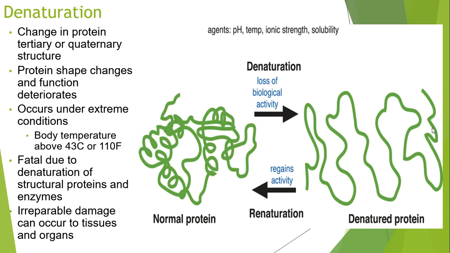Denaturation can occur in proteins, and this is usually a change in the protein's tertiary and quaternary structure. And that protein shape is going to change its function and work to deteriorate the protein. These occur under extreme conditions. Several conditions can affect this, such as pH, temperature, tonicity, which is usually the salt or solute content, and several different other things. This can be fatal due to the denaturation of structural proteins and enzymes, because when that happens, you lose a lot of the functionality of that protein. And a lot of this can cause irreparable damage, because although they can reform when that high stress environment is removed, sometimes they don't reform in the correct way.